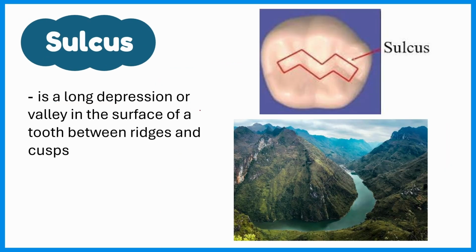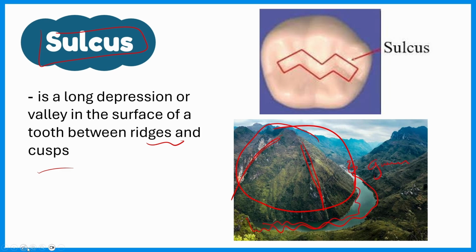All right. The second thing we have is the sulcus. A sulcus, by definition, is a long depression or a valley on the surface of a tooth. It can be found between the ridges and the cusps. If we go back to our imagination again, this mountain is a cusp. That's its ridge. And this little river is something we're going to be calling a groove. We'll be talking about groove later on.